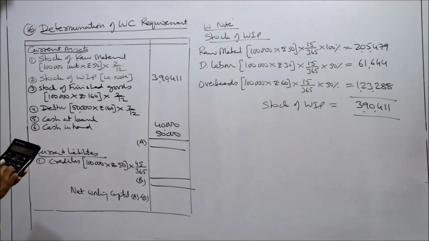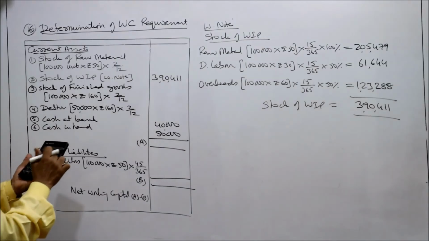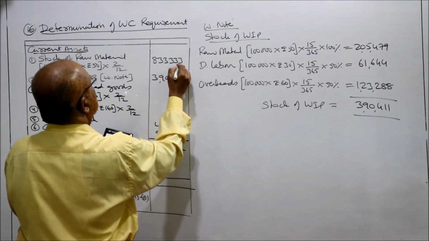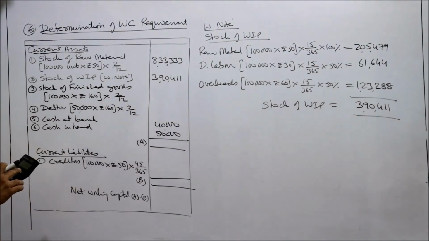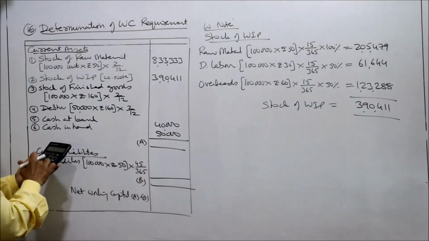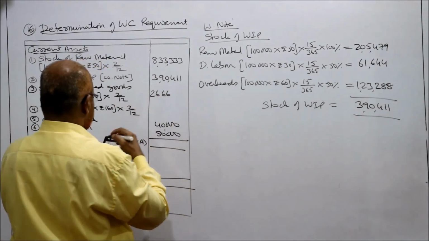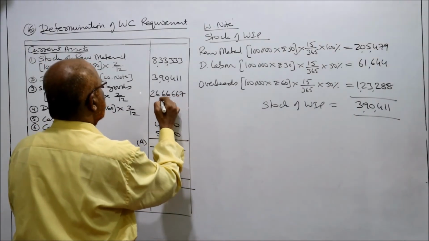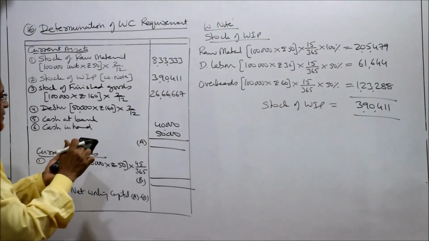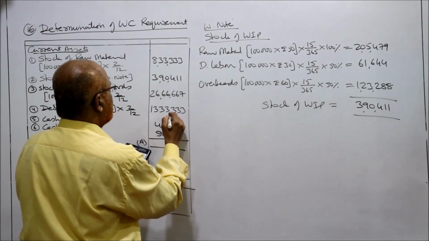Now first one, 1 lakh into 50 into 2 divided by 12 is 8,33,333. Similarly, 1 lakh into 160 into 2 divided by 12 comes to 26,66,667. Similarly, 50,000 into 160 into 2 divided by 12 is 13,33,333.